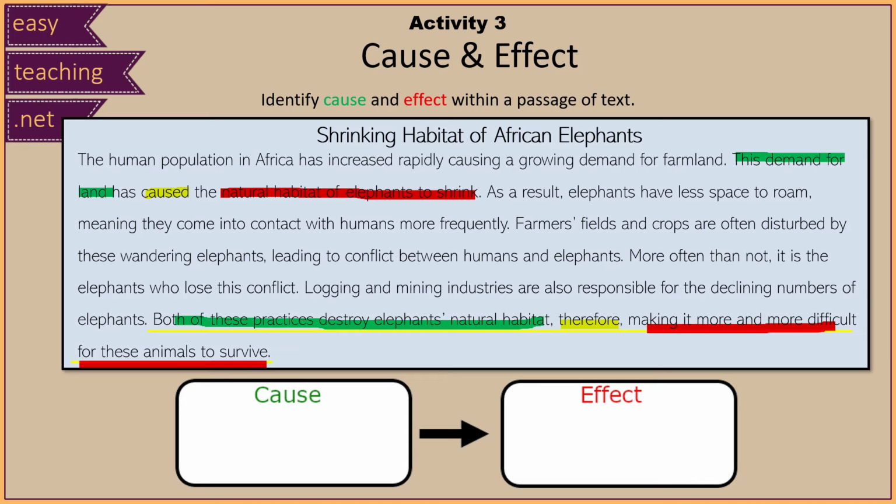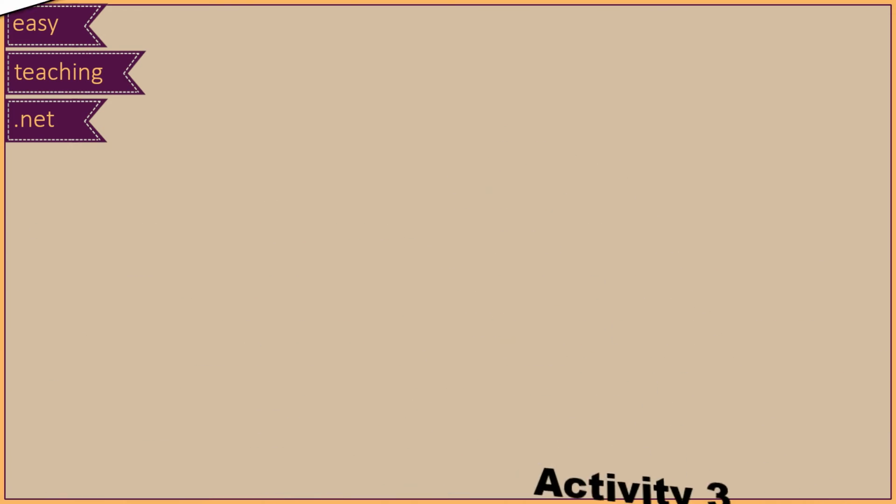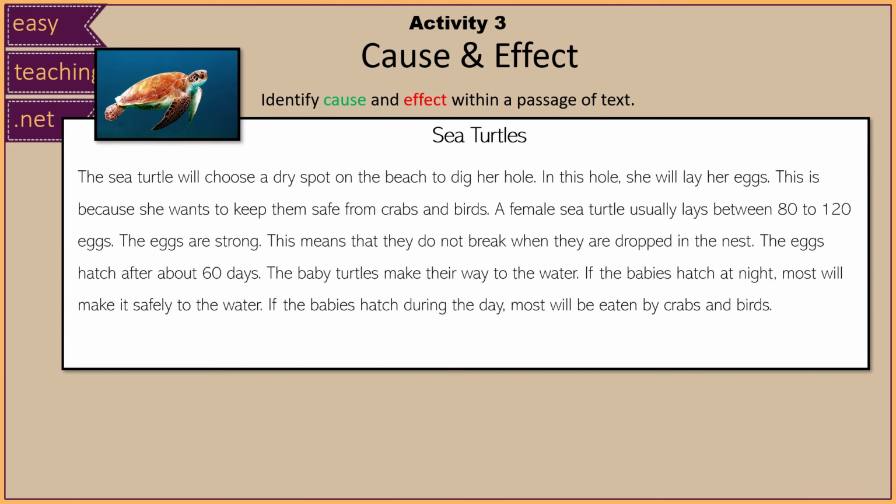These aren't the only cause and effect relationships in this text. You might have spotted more. Now it's your turn. You're going to read a new text and look out for cause and effect relationships. It's about sea turtles. Read through it yourself first, then we'll read it together afterwards. Pause here while you read.